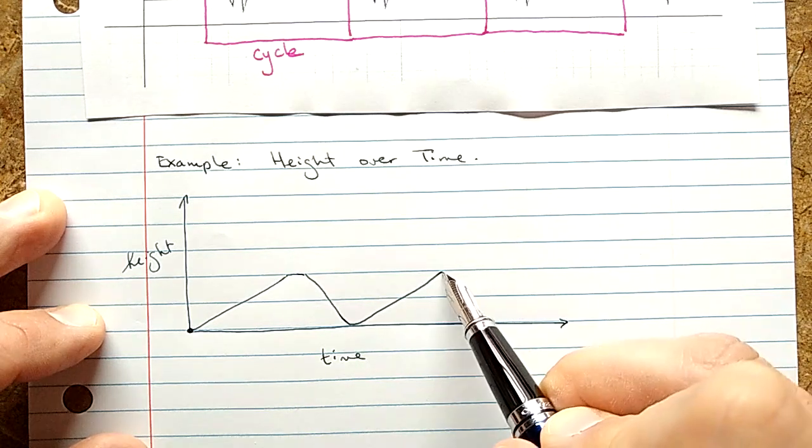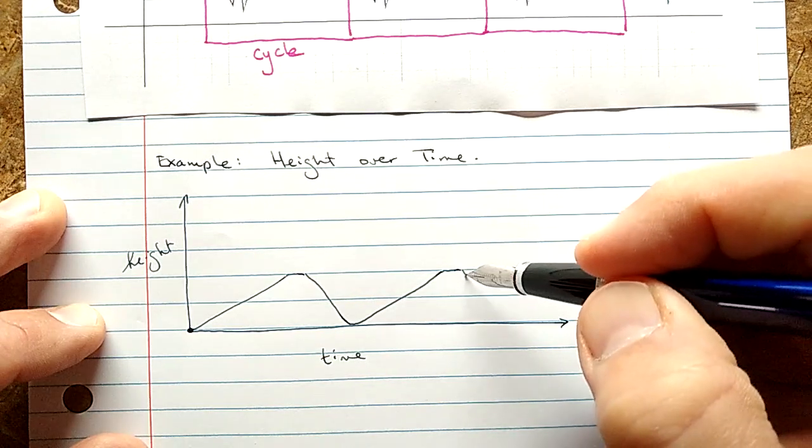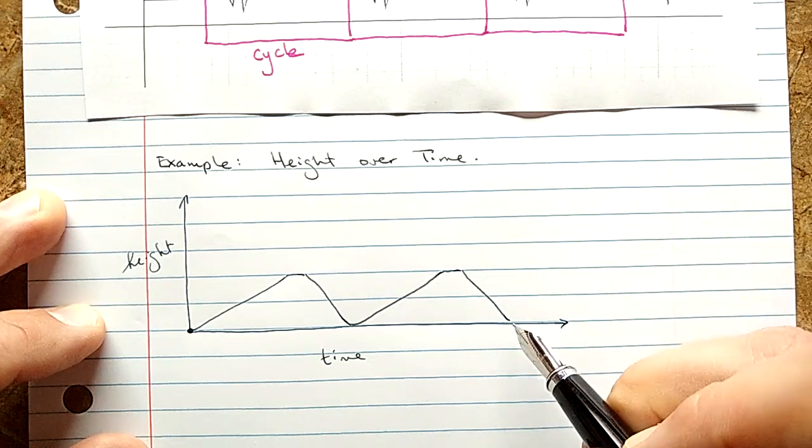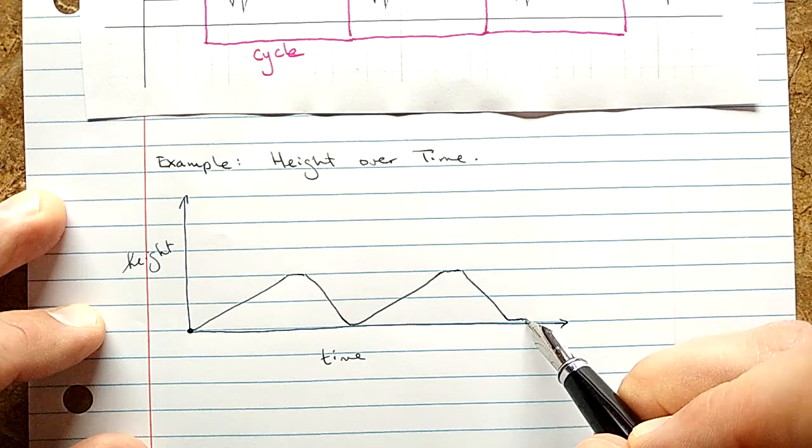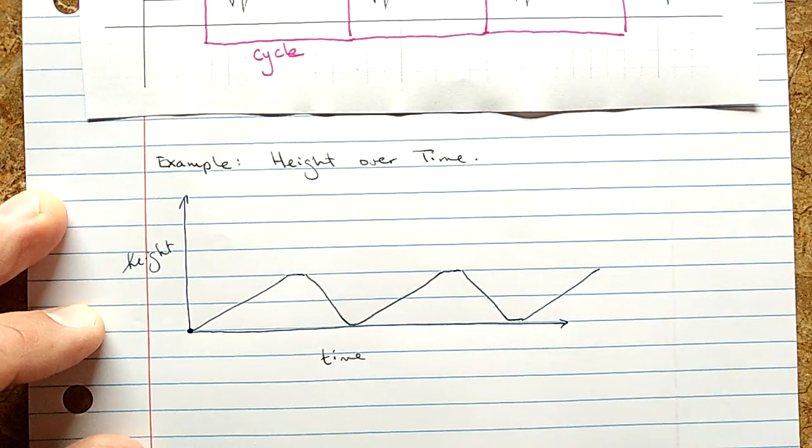Now, as long as I can maintain that speed, I'll end up with a nice periodic function, and it just repeats as long as I continue to run.